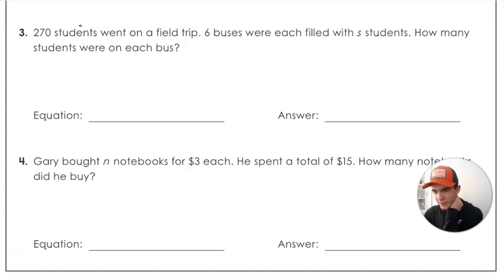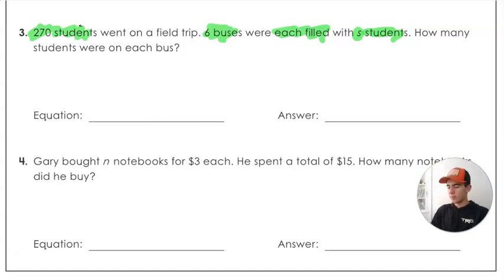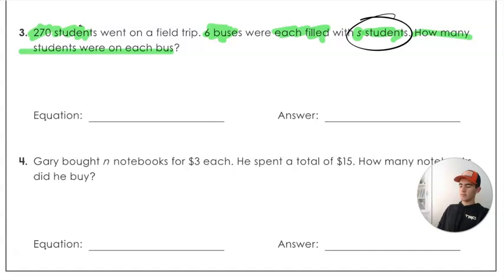So we're going to start with number 3, and we've got to highlight all the key words or whatever they are. So start off, you've got 270 students. That sounds important. They went on a field trip. 6 buses were each filled with S students, and that'll be our variable, the S students. And then the question is how many students were on each bus.